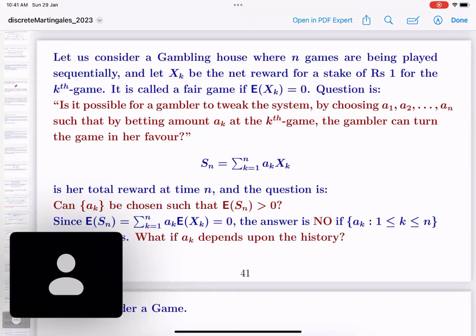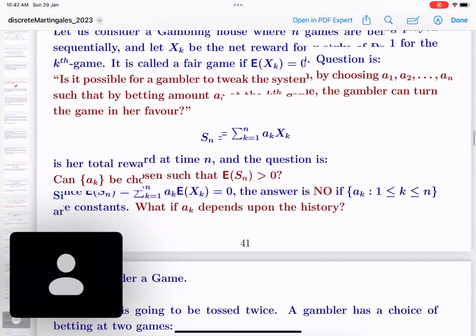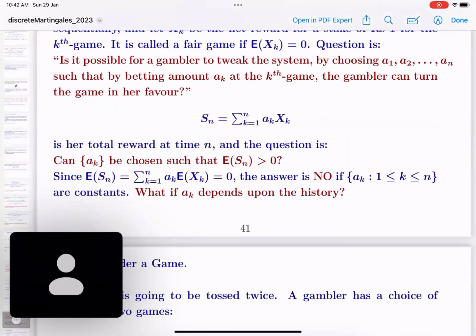But the point is, if the amounts you have to bet are deterministic numbers, constants, then we can see that the expected value of Sn will be the summation of Ak times the expected value of Xk, which will be 0. So on average, anyway, you are going to lose. Now the question is, if the Aks are allowed to depend on the history. While betting at the kth time, because it is sequential, you would have observed A1, A2, ..., Ak minus 1, and X1, X2, ..., Xk minus 1. You utilize this information to bid for the kth game.